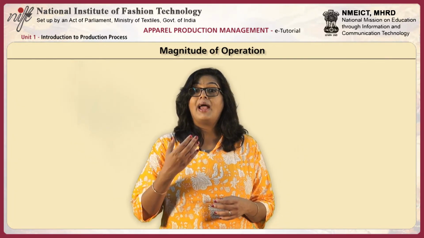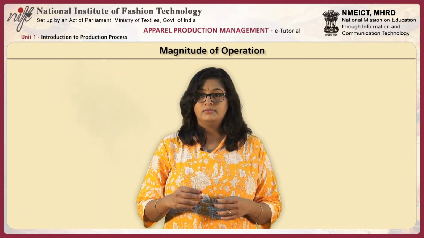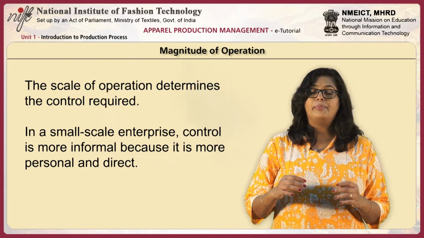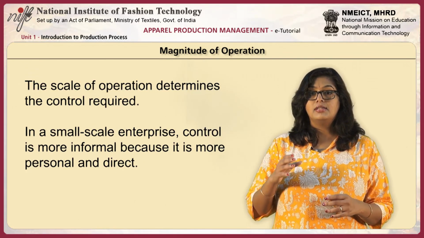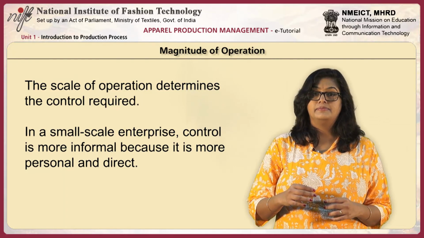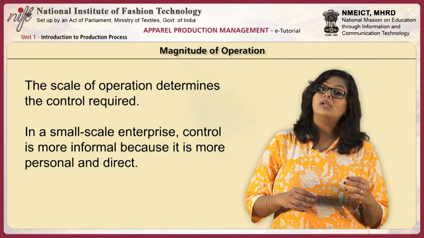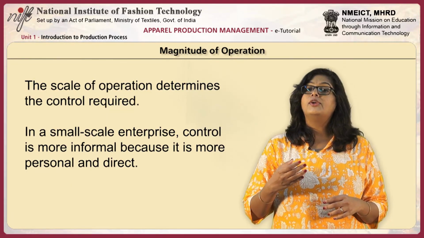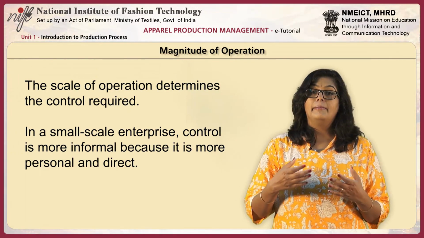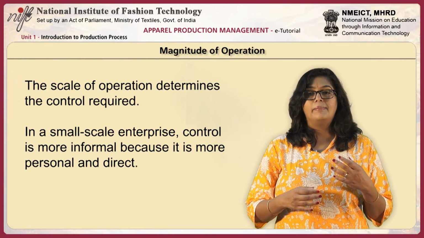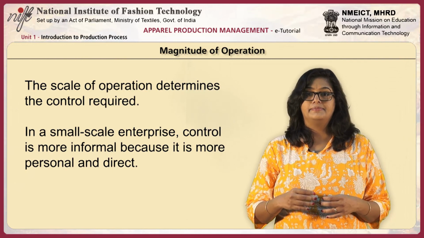Next comes magnitude of operation. The scale of operation determines the control required. In small scale enterprise, control is more informal because it is more personal and direct.